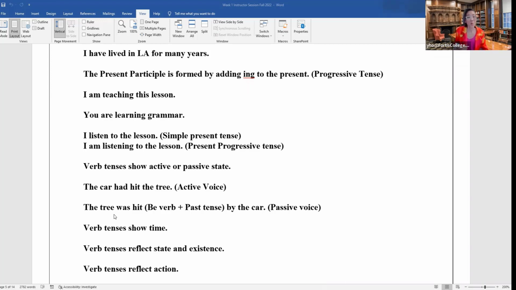The tree was hit by the car. So here the tree, which is the object, is receiving the action of being hit by the car. Therefore, it's passive tense. So you have to understand the difference between active and passive tense.